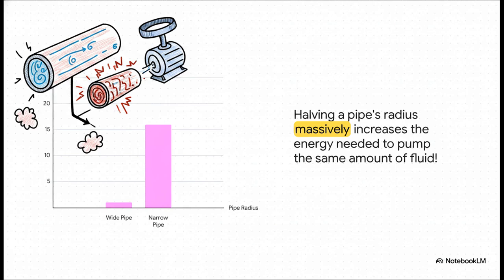Now, in our world of engineering, viscosity has massive consequences. It causes energy loss, what we call dissipation, and when you're pumping fluids through pipes, this loss is incredibly sensitive to the pipe size. It's actually inversely proportional to the radius to the fourth power. So what does that mean? It means if you make a pipe just a little bit smaller, the energy you need to pump the same amount of fluid just skyrockets. If you cut the radius in half, you need a staggering 16 times more energy. That's the power of viscosity in action.